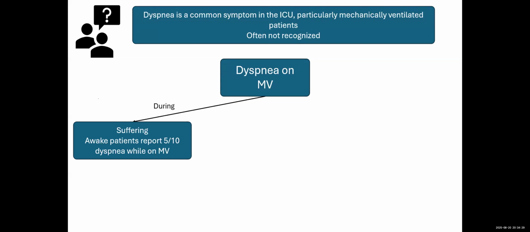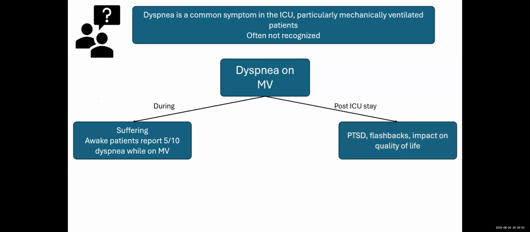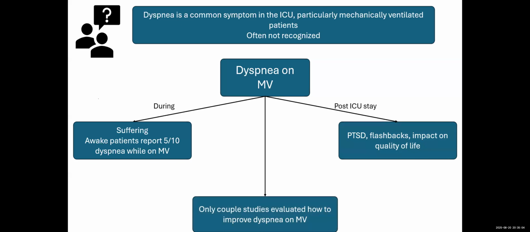During mechanical ventilation, patients of course also have dyspnea, although we use mechanical ventilation to treat respiratory failure. There is a meta-analysis with 24 studies that shows the average dyspnea, in visual analog scales, is around 5/10. Also, after the ICU, there are symptoms that linger, and patients may have PTSD, flashbacks, and an impact on quality of life. Unfortunately, only a couple of studies evaluated how to improve dyspnea in mechanically ventilated patients.